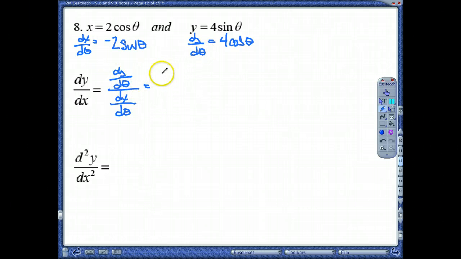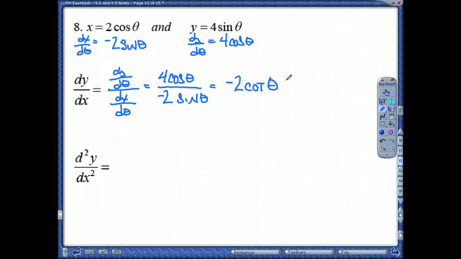So dy over d theta is 4 cosine. dx over d theta is -2 sine. Always try to make this look as nice as possible because remember, you are going to find the second derivative of this. So that would be -2 cotangent. That way I'm avoiding a quotient rule when I go to the next step.